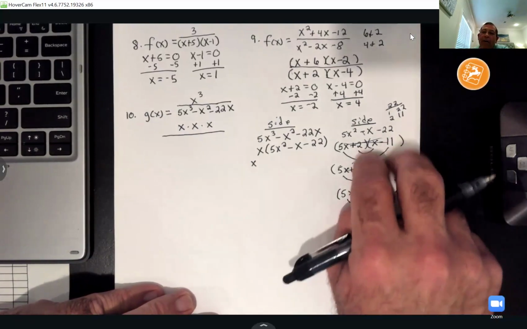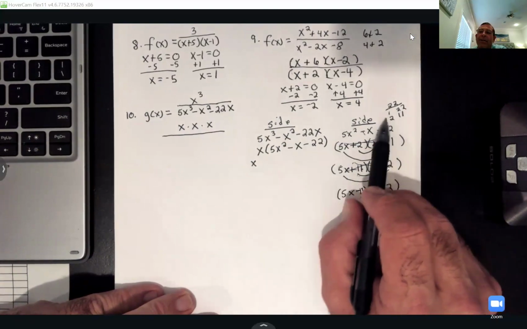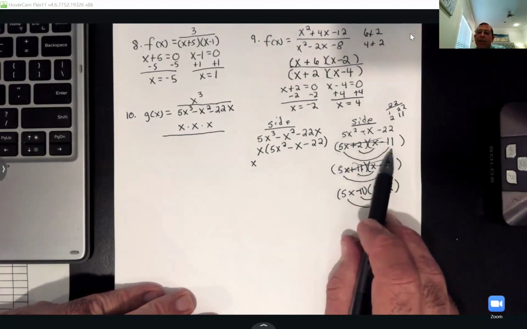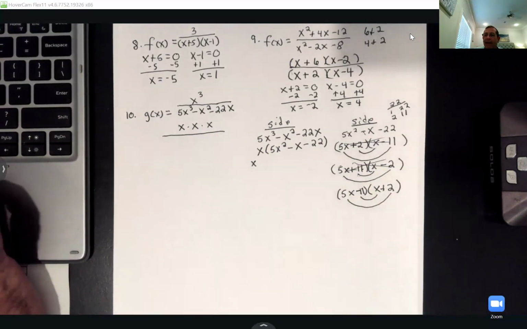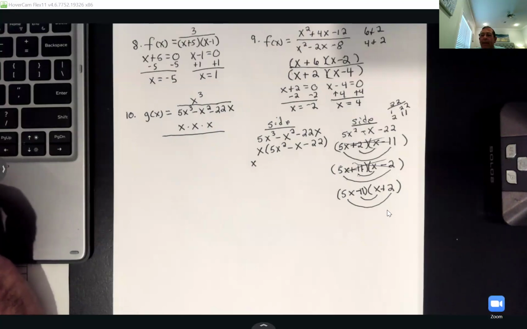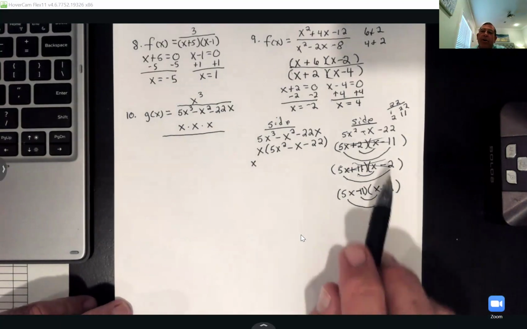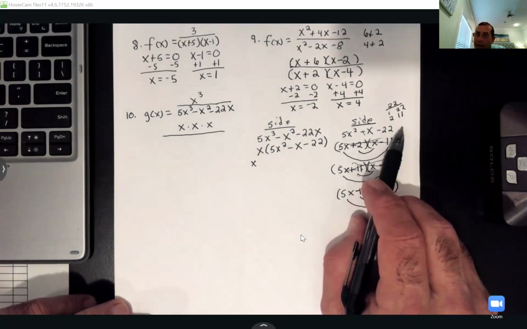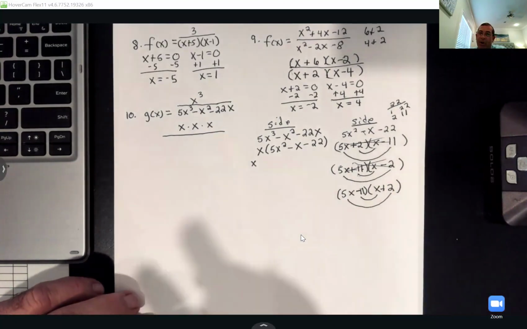So this is called trial and error, where you take the factors of the first number and then factors of the last number, and you just put them in there in FOIL until you get what you need, okay? So not real bad. It just takes time. Now, if you want to do it without trial and error, you could do the quadratic formula, okay? And plug all those in and get your 2 answers that way.